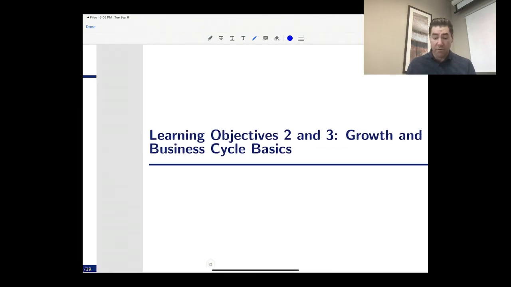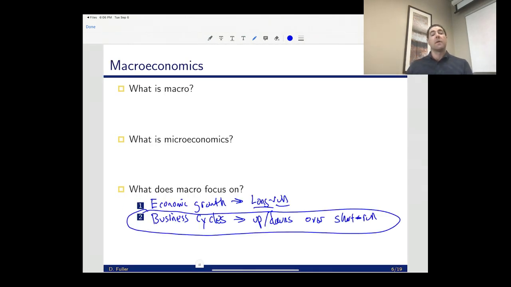So that really is our first main learning objective right there. Okay, so what is macroeconomics? Study of aggregates. We talked and broke down a little bit of differences between micro and macro, and we've looked at the main focuses of macroeconomics, economic growth and business cycles. All right, so we'll kind of come back and touch on those things when we look at some data in the next learning objective.